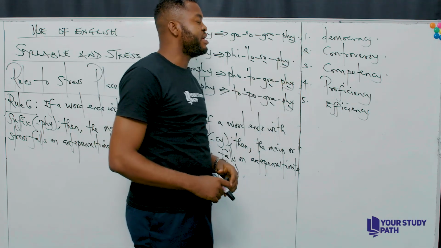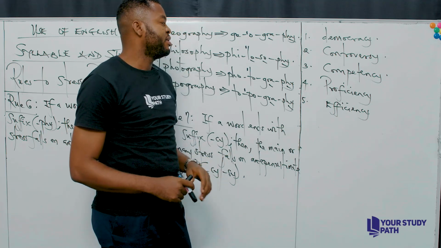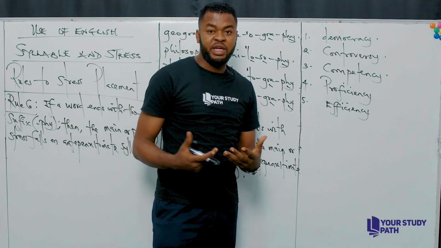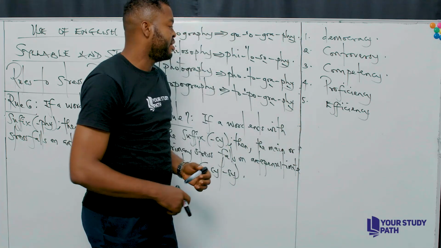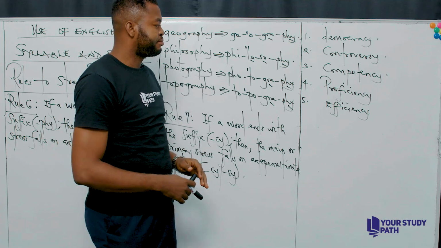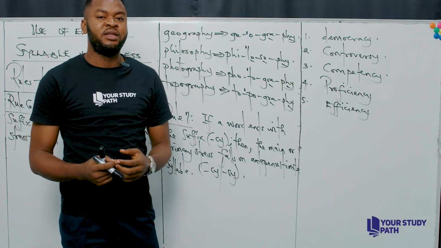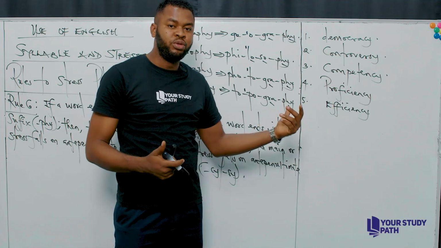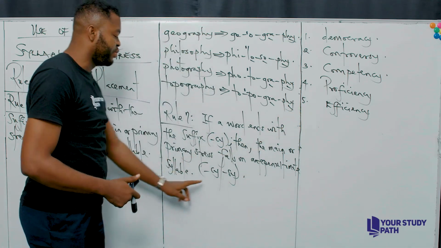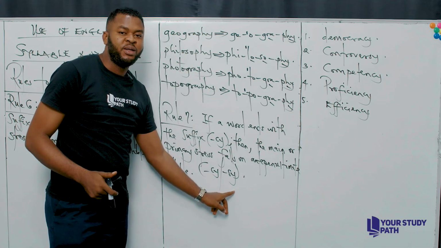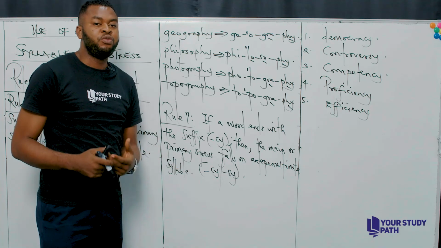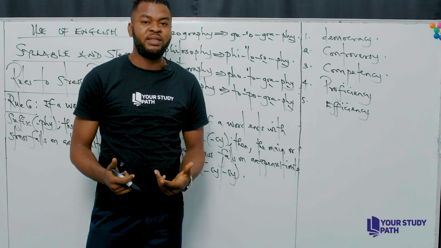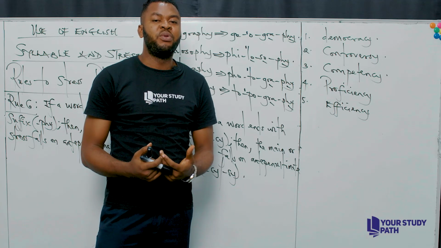The first word is democracy. The second word is controversy. The third word is competency. The fourth word is proficiency. And the fifth word is efficiency. Now, I'm going to give you a few minutes. What I need you to do is make a syllabic division for each of those words and replicate the rule. And what rule is that? If a word ends with CY or SY, what are you to do? Yes, the main or primary stress should be on the third to the last syllable when you begin counting from the end. Let me give you a few minutes to do that. Okay? So please send in your answer in the chat box.